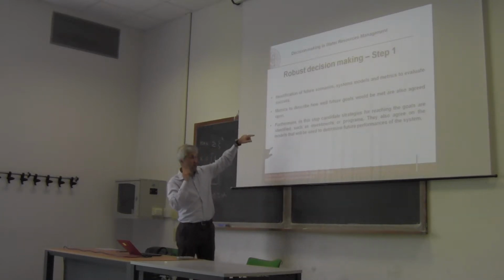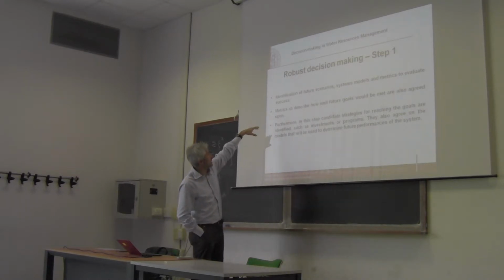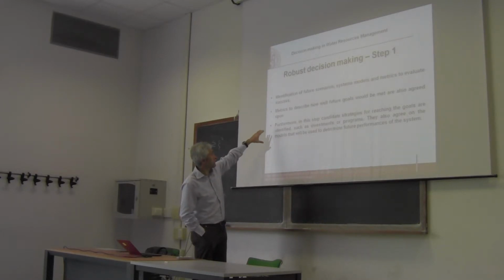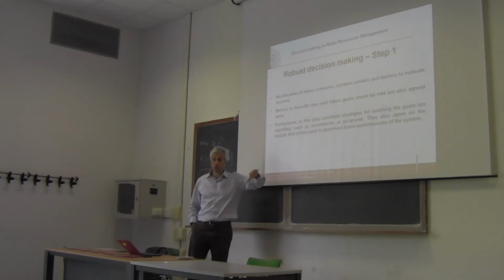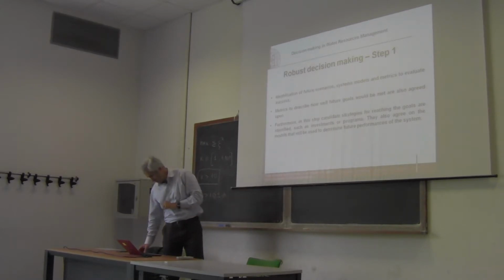And pairwise comparison may allow you to give weights to several different metrics. Okay. And now we need metrics to describe how well future goals would be met. Okay. And furthermore, candidate strategies are to be discussed here. So what can we do? Build a dam, change irrigation techniques, whatever. Okay. This is step 1.